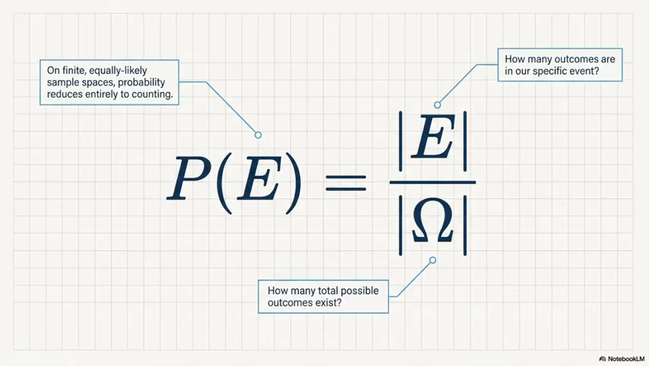The probability of any event can be represented as the modulus of the event upon the modulus of the sample space, for finite or equally likely sample spaces, right? So probability reduces to counting how many outcomes are in the event and how many total outcomes there are.